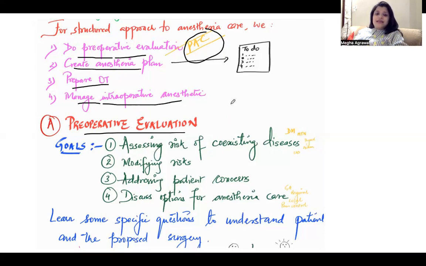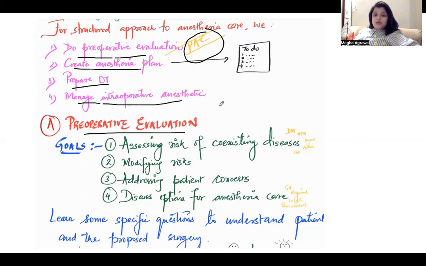It has the diagnosis, the surgery which is to take place. Then it has written all the comorbidities the patient has, and the general physical examination, which will have blood pressure, pulse, weight of the patient, because all the drugs actually are given according to the weight and height of the patient. Then the systemic examination: the respiratory system, then the cardiovascular system.